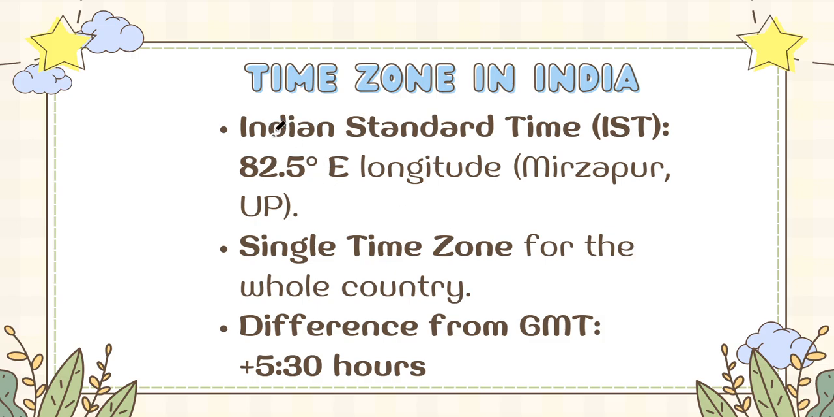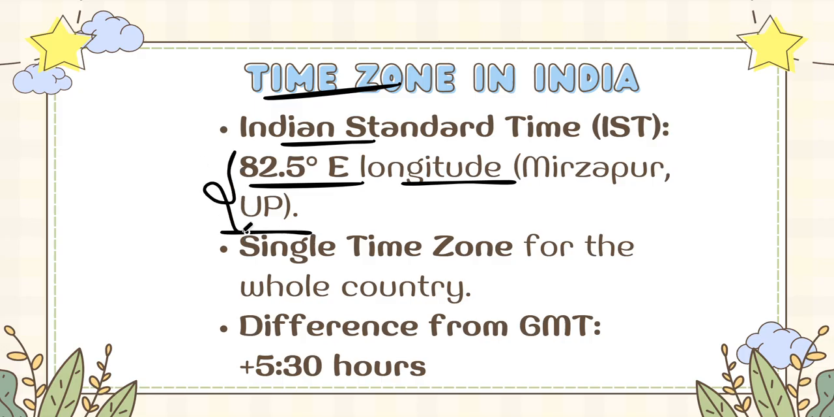So next is our time zone in India. Indian Standard Time, IST, 82.5 East longitude, Mirzapur, UP. This is what we are going to follow, because the sun rises 2 hours early in the east corner compared to the west corner. There is a 2 hour gap of the sunrise. Single time zone for the whole country.